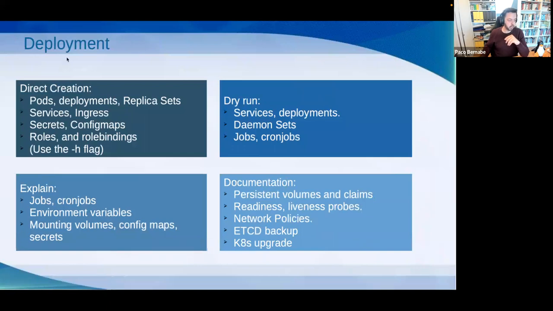And with that, we go to tips for deployment of objects, or how you need to go through your exercises. And I identified four ways of doing things here. Either you do direct creation with a command line, like you can do pods, deployments, and replica sets. It's very easy to do, right? And services, ingress. Then you go maybe to secrets, config maps, role bindings.